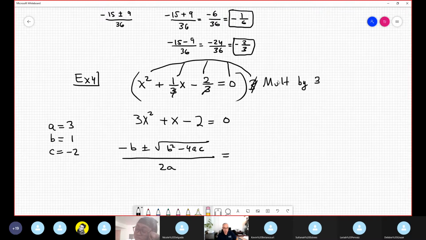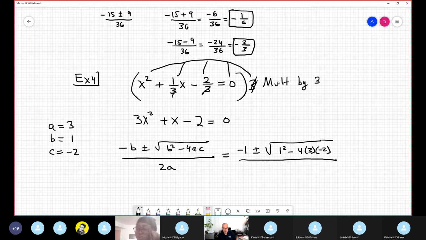Okay. Well, minus 1, because B is positive 1, but the formula has a minus in the front, plus and minus, square root of 1 squared again, minus 4 times a, which is 3, times c, which is negative 2, divided by 2 times 3.